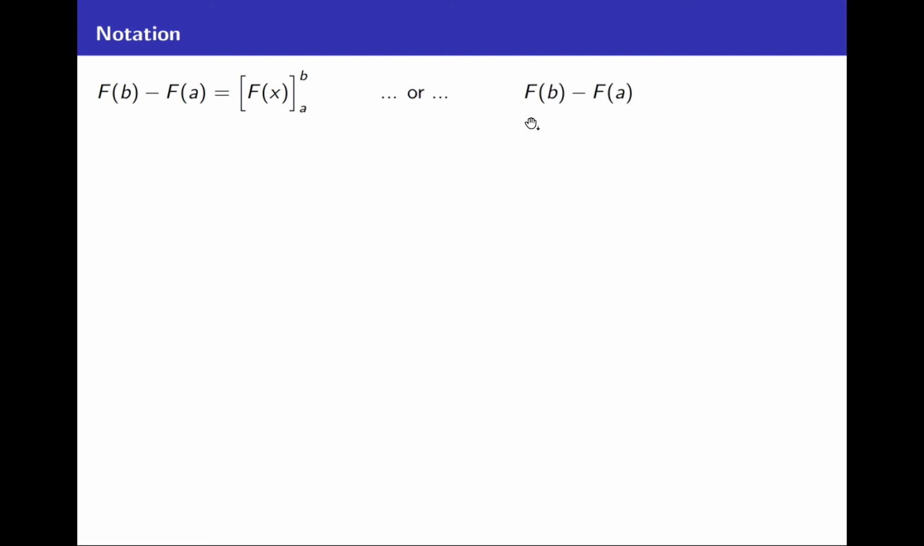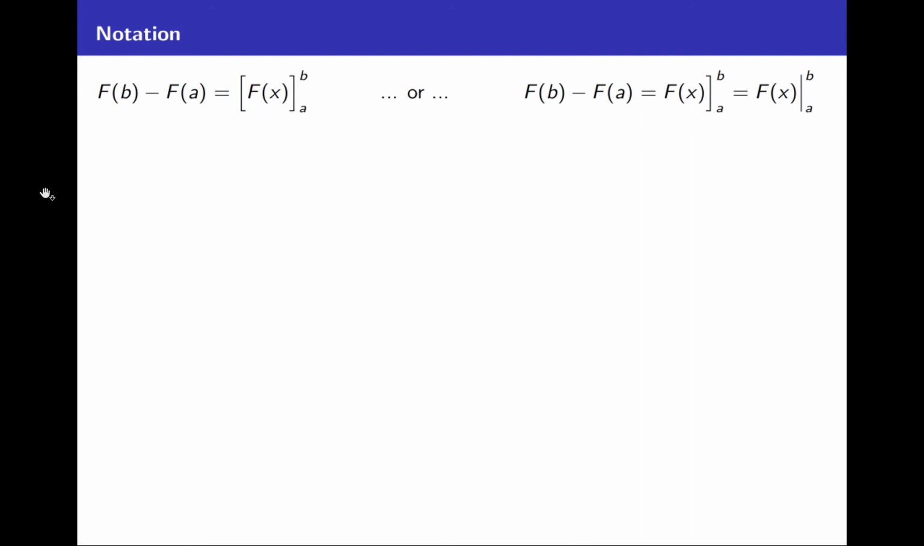I should point out that in some textbooks, this left-hand bracket is not there, and big F of b minus big F of a will be denoted this way, which again you read as big F of x from a to b, and it stands for this difference. And in other texts, just a vertical bar rather than a bracket is used. You'd read that as big F of x from a to b, and it stands for this difference. But in my lectures, I'm going to use this notation exclusively, where the big F is enclosed completely in square brackets.